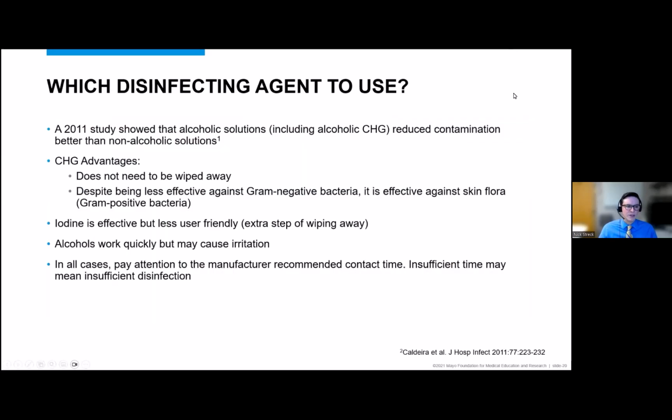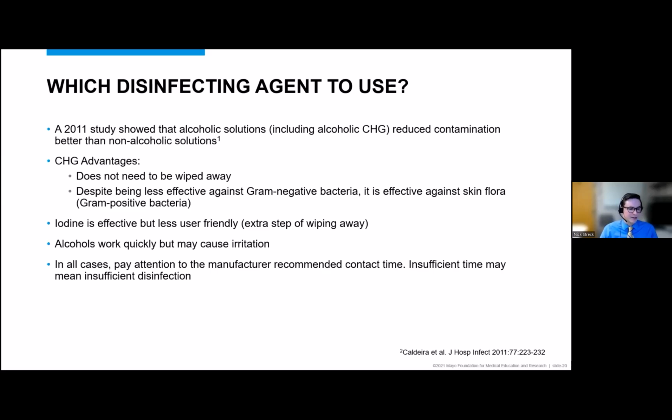So with these agents, we do get questions about what is the most effective, what should be implemented. The reality of it is there have been head-to-head comparisons that have suggested that certain agents may have slightly reduced contamination rates compared to others. Things like alcoholic solutions, whether that includes CHG or not. CHG also, as we mentioned, does not need to be wiped away. And even though it has disadvantages that it might not be as widely acting, it really is acting on the type of bacteria that we would see with skin microbiota.